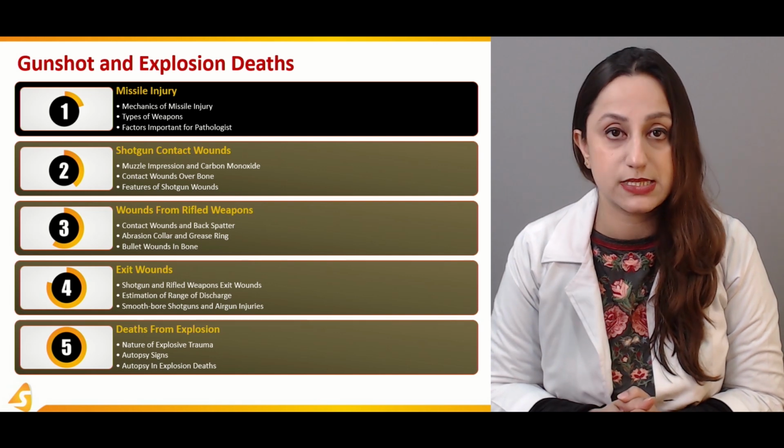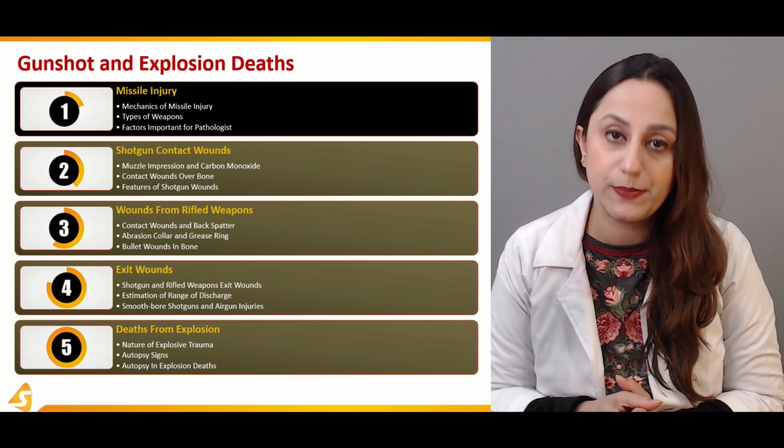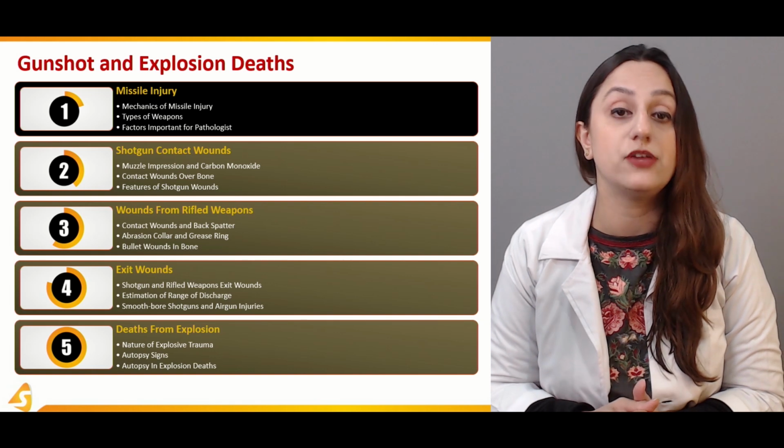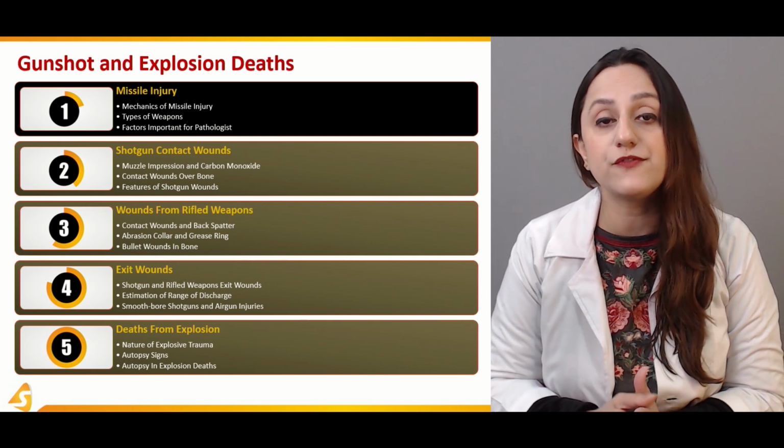Now, the mechanics of missile injury will be discussed in this section, and we'll also discuss the types of weapons. So basically, there are two types of weapons over here. First of all, there are the rifled firearms, and then we have the shotguns.